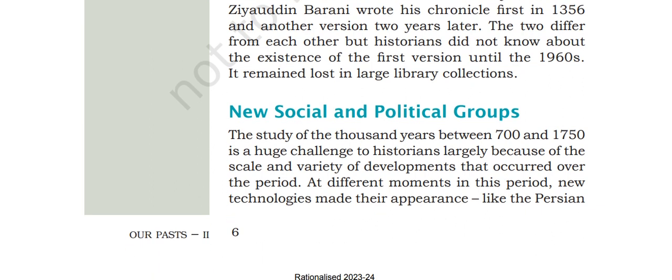New social and political groups. The 1000 years between 700 and 1750 are a huge challenge to historians, largely because of the scale and the variety of the developments that occurred over the period.